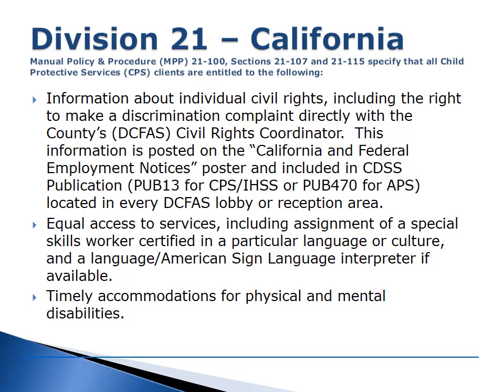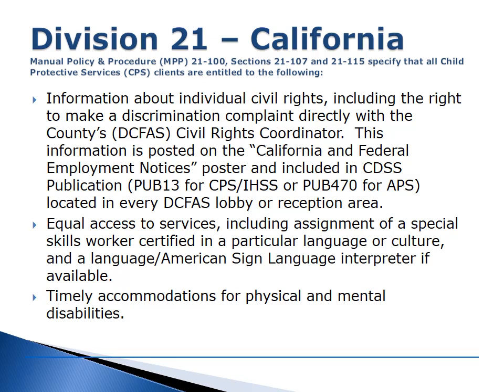This information is posted on the California and Federal Employment Notices poster and included in the CDSS publications, located in every DCFAS lobby or reception area. This is the Pub 13 for CPS and IHSS, or the Pub 470 for APS.